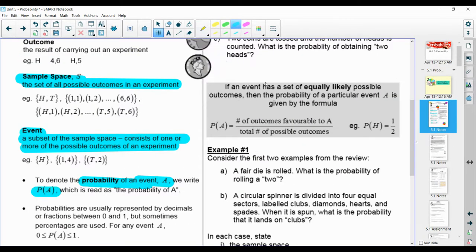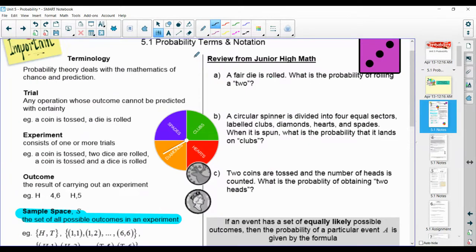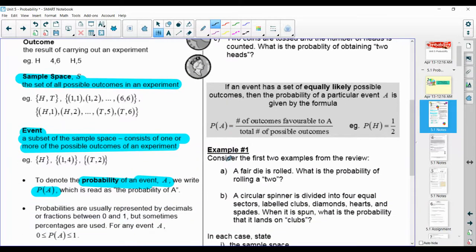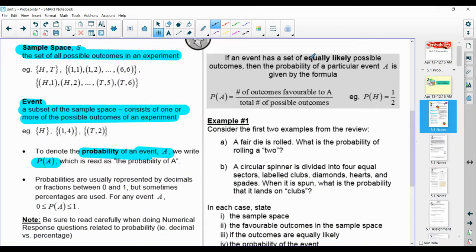All right, so let's take a look at some example questions here. We're going to be visiting these junior high math problems as we go through the rest of the lesson. So if an event has a set of equally likely possible outcomes, then the probability of a particular event is given by the number of outcomes, so what we want, divided by the total possible.